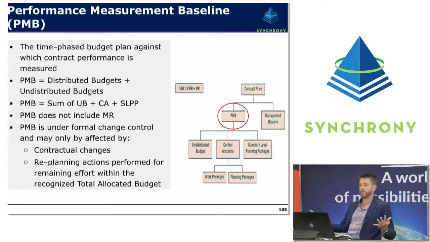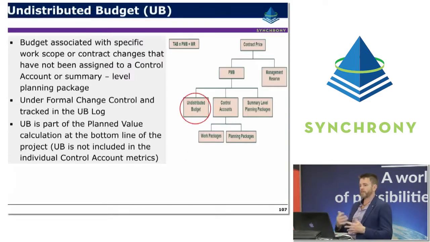So basically the performance measurement baseline, it's that time-phased plan for measuring performance. The performance measurement baseline equals the distributed budgets plus the undistributed budgets, so it's pretty simple, and the majority of the budget should be in the distributed budget pretty much throughout the project. The performance measurement baseline does not include MR, so MR sits separately to the PMB. Undistributed budget is budget associated with specific work scope or contract changes that have not been assigned to a control account or summary level planning package. So this is also under formal change control, and it's tracked in the undistributed budget log.